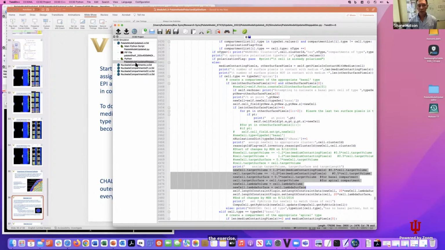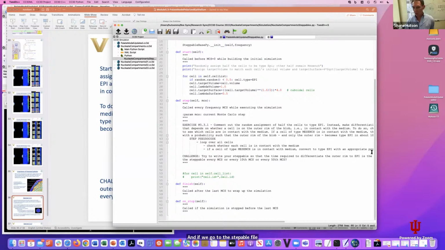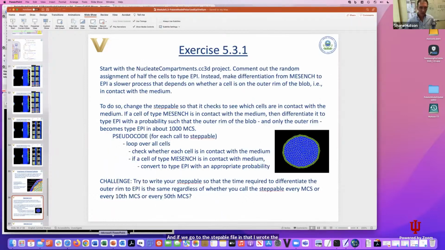All right. So what I would suggest for this first exercise is open up the simulation called Nucleate Compartments without a number on the end of it. This nucleate compartments.cc3d. And if we go to the steppable file in that, I wrote the challenge in there. I can also go back to the PowerPoint and share it here.